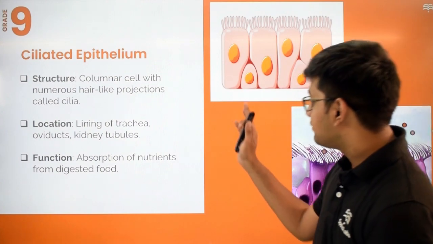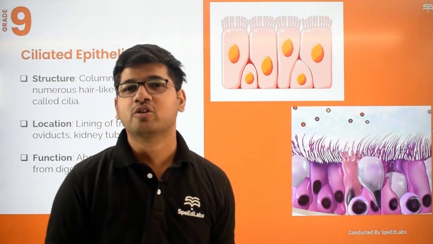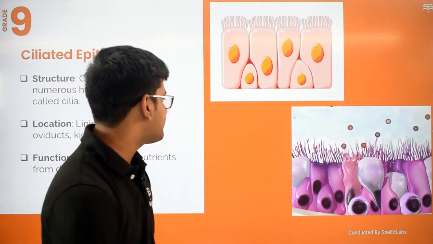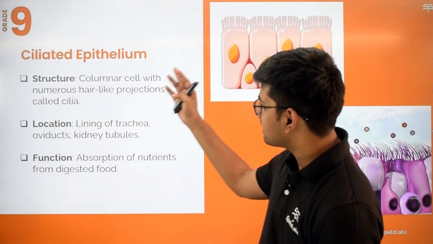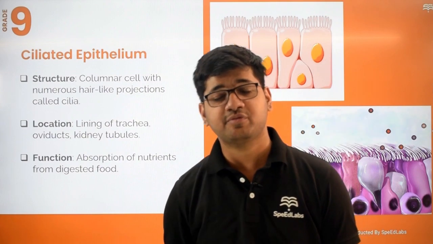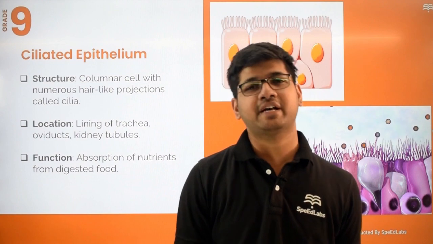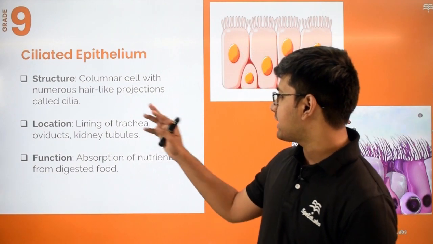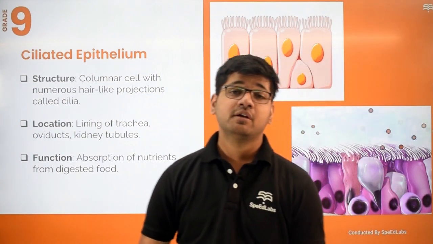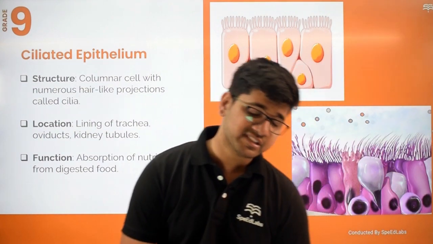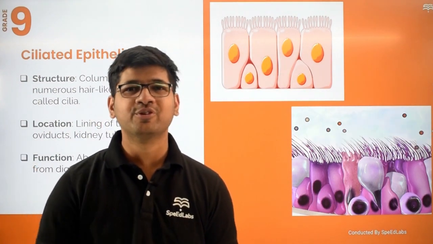Okay. Last, we have ciliated epithelium, where you can see hair-like growth, or cilia, present. Cilia are basically hair-like projections. Structurally they are columnar cells, like the columnar cells we spoke of earlier, but having numerous hair-like projections known as cilia. Okay, it is found at the lining of trachea, oviducts and kidney tubules, which again performs absorption of digested food products, exchange of gases, exchange of food components, you name it.